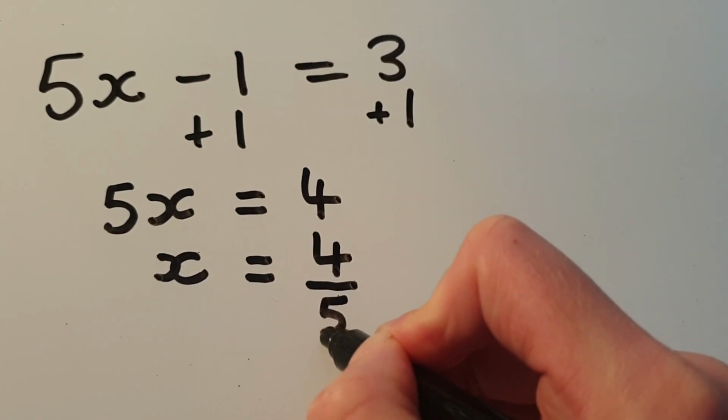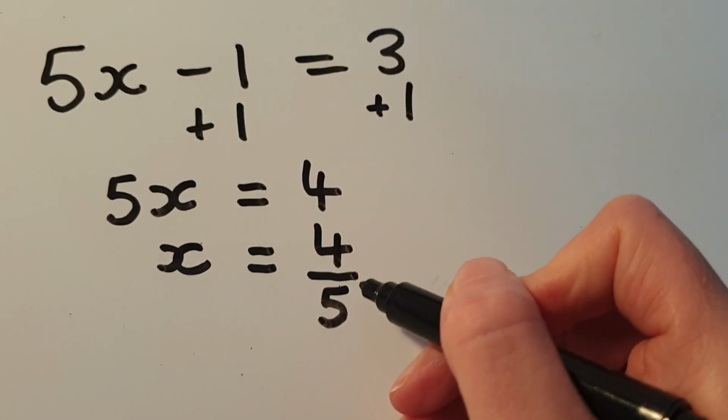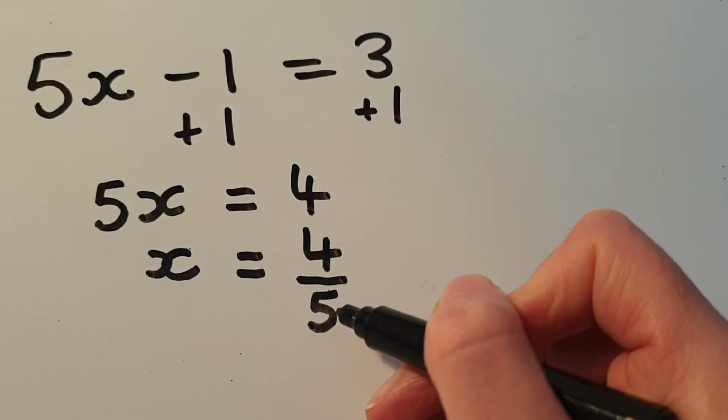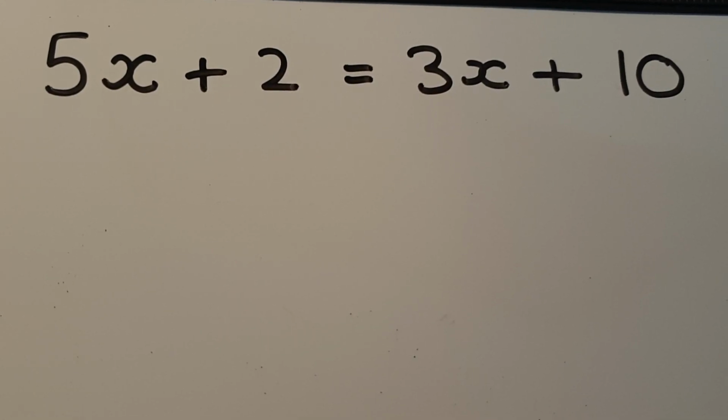4 does not divide by 5, so we'll just leave it as a fraction. Always make sure your fraction's in its simplest form, so if you can divide the top and bottom by any number, you do that. But we can't, so we're done with that one. Now moving on to harder equations.